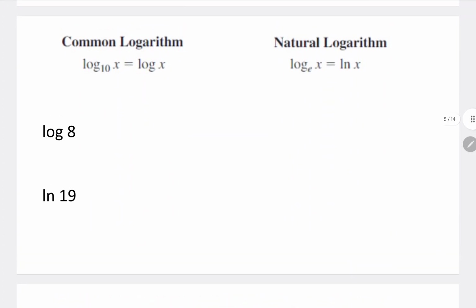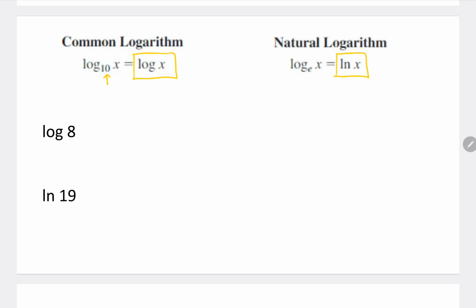Two special types of logs that you can find on your calculator are the common logs and the natural logs. A common log means if you write log without any base, there's an invisible 10 there. And natural logs are logs that have a base of e. We write those as ln of x.